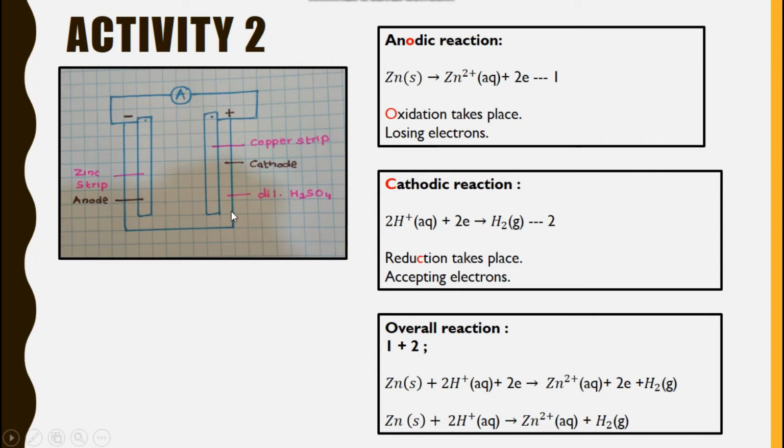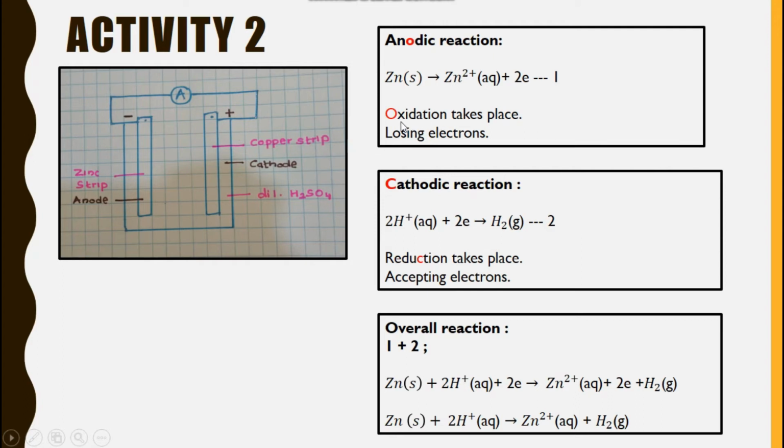By this time, the sulfuric acid has ionized in the solution as H+ ions and SO4 2- ions. Before also I told you that negative always gets attracted to positive. So the electrons released by the zinc strip come and get deposited on the copper strip. Now what do these H+ ions do? Slowly they will go near the cathode, and they will get together with these electrons and form hydrogen gas.